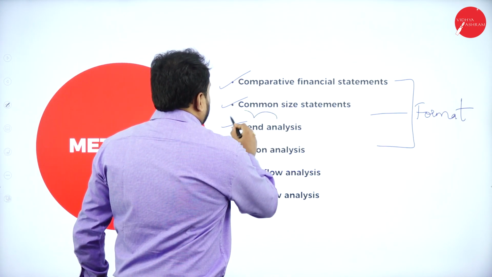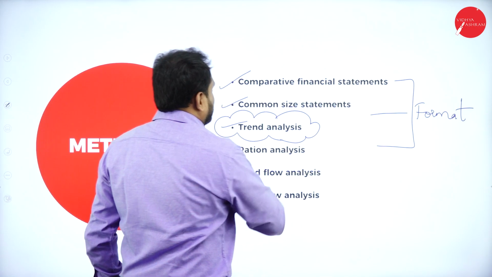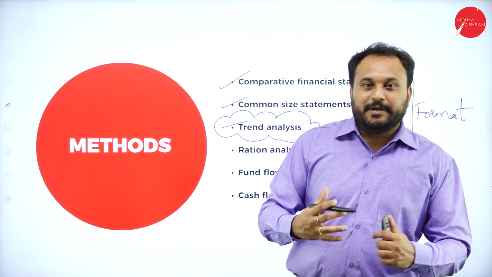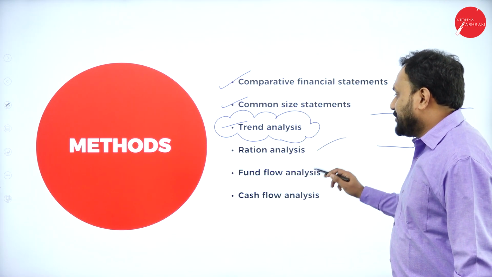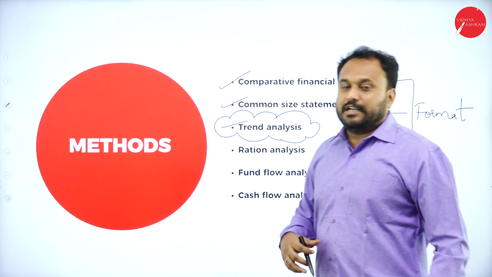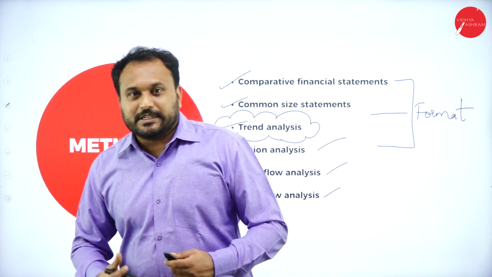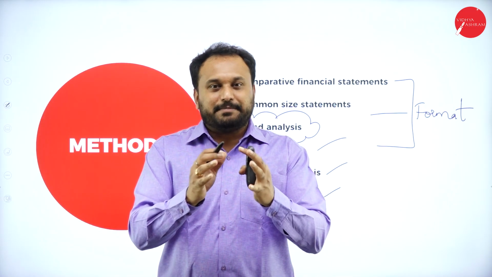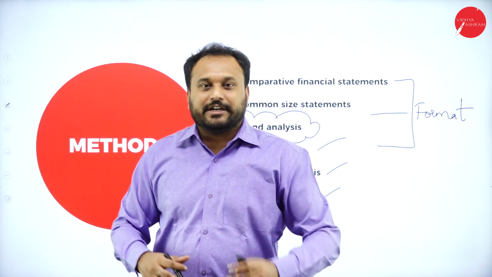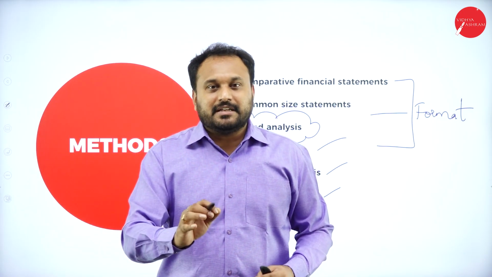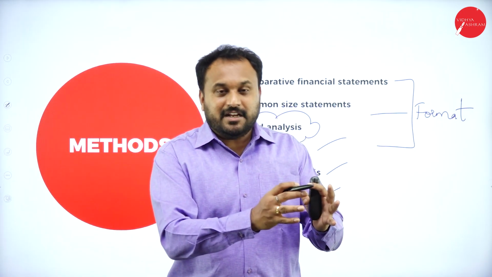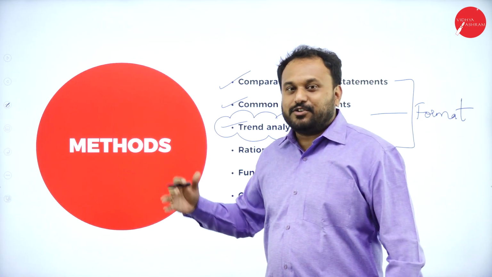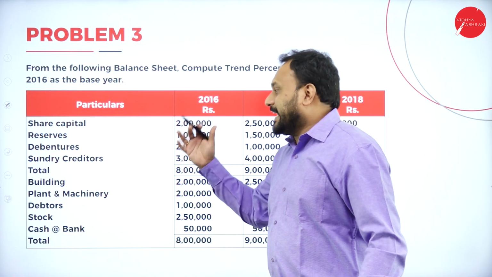Today whatever we are going to do is all about this particular thing called trend analysis. The next methods are ratio, then fund flow and cash flow, which we will take up some time later. So let's go with trend analysis. Now let me tell you, I'll be solving the question paper problem of 2020, which came for 10 marks. The same question had come in 2019 for 15 marks. So if you get a question for 15 or 10, this is how you are supposed to go with the answer.